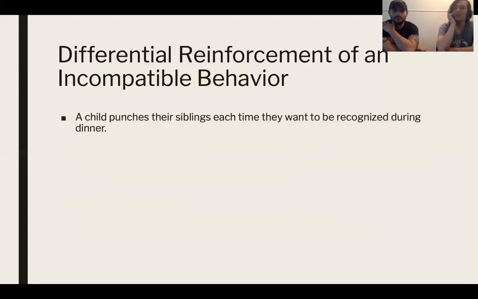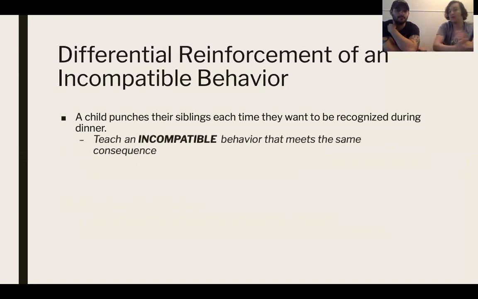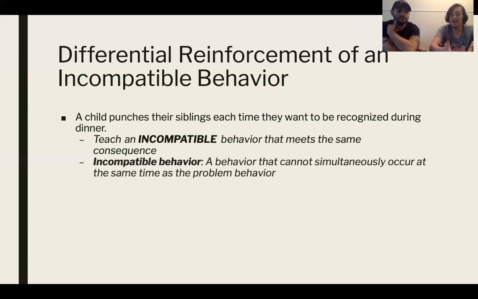So let's say that a child punches their siblings each time they want to be recognized for dinner. So how could we utilize this differential reinforcement procedure? One thing we could do, right, because punching is a dangerous behavior, right? It could lead to damage to not just my knuckles as the person punching, but to the individual that I'm inflicting this damage to, right? It's a bad thing. We don't want it to happen. So what we can do is reinforce topographies of behavior, what the behavior looks like, that are incompatible, that cannot occur when this behavior occurs. Right? So an incompatible behavior is a behavior that cannot simultaneously occur at the same time as a problem behavior.